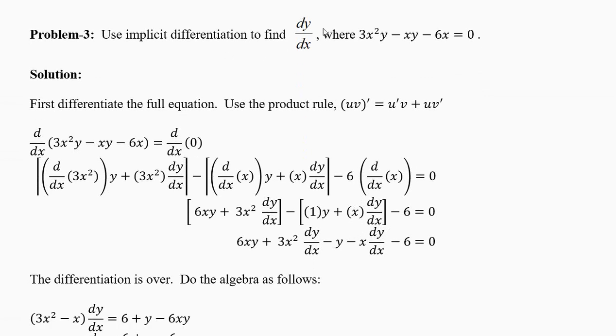Now find dy by dx where 3x square y minus xy minus 6x equal to 0. How many things are there on the left? 3 things. On the right you have 0. Do not rearrange the terms, just leave them as given in the question.